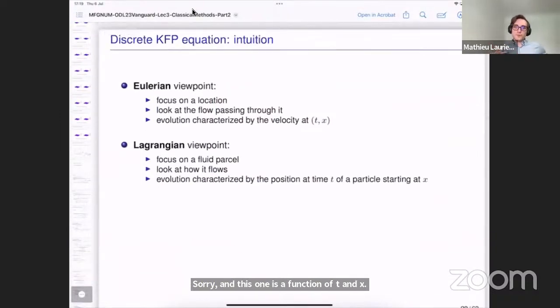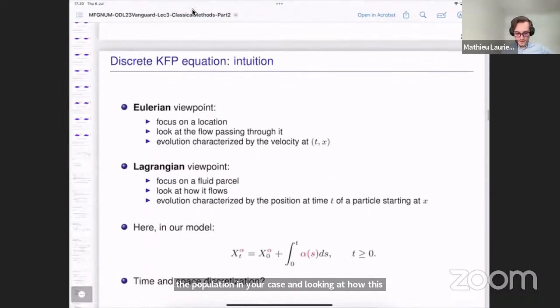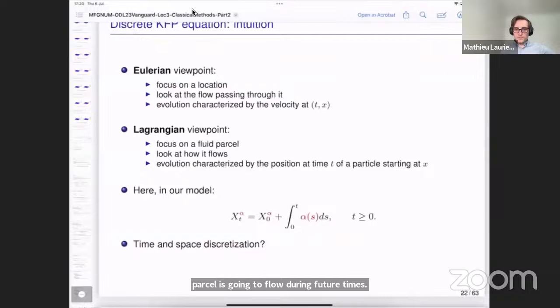So we have two points of view. The Eulerian point of view, where we focus on a location, and then we look at the flow going through this location, and so we look at the velocity at t and x, and this characterizes the evolution. And the Lagrangian point of view is more looking at one parcel of the fluid, or the population in our case, and looking at how this parcel is going to flow during future times. So here in our model, the evolution is deterministic. It is given just by alpha integrated over time.